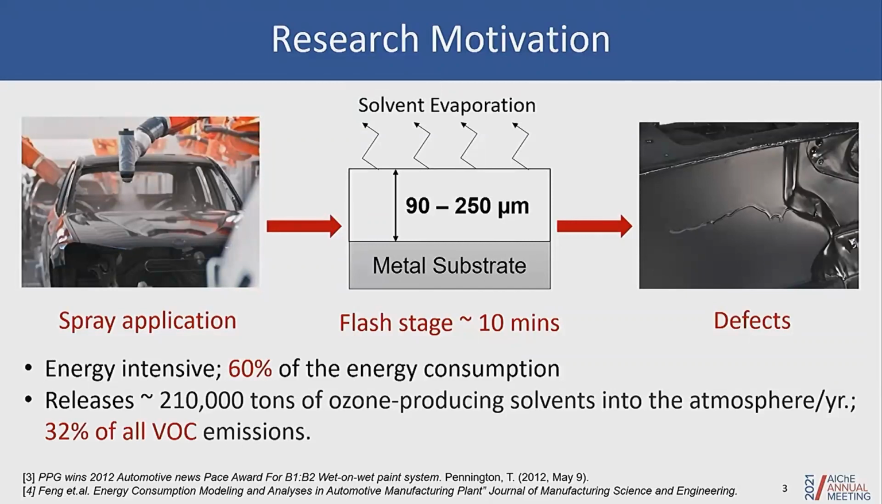And as engineers, we care about eliminating such defects for many reasons, one of which is the energy-intensive nature of coating process and application, which is estimated to be about 60% of the energy consumption for a single automotive plant. Also, coatings process and application releases about 210,000 tons of ozone-producing solvents into the atmosphere per year, which is about 32% of all VOC emissions.